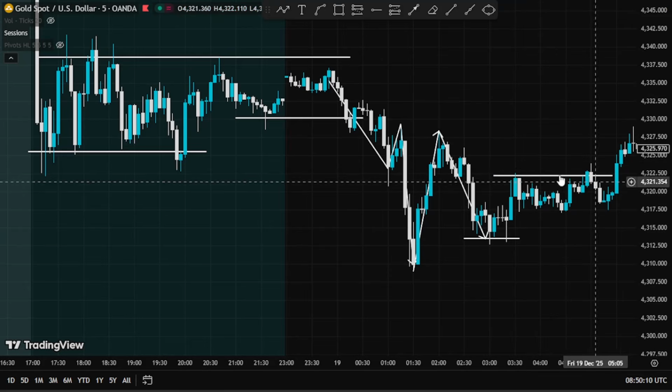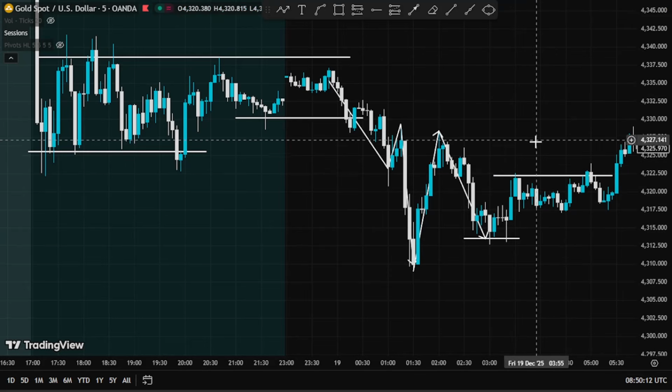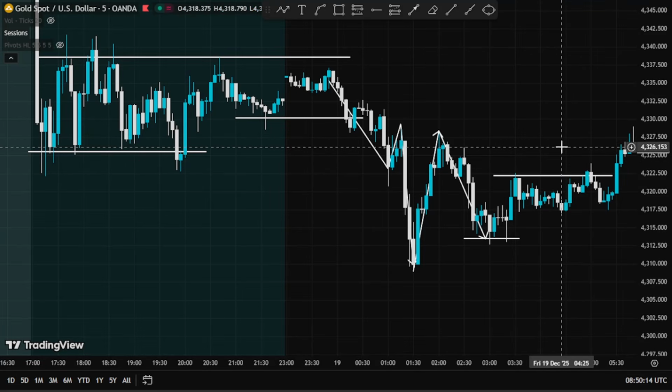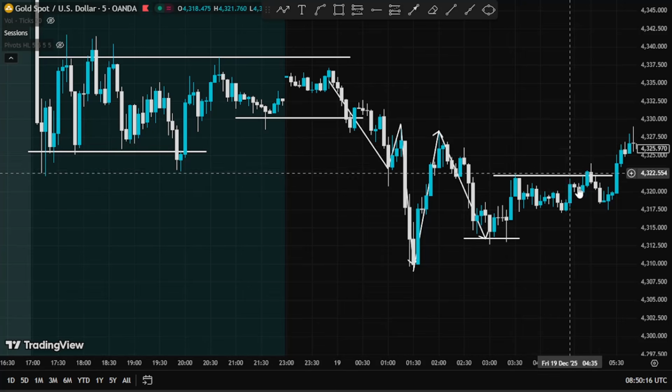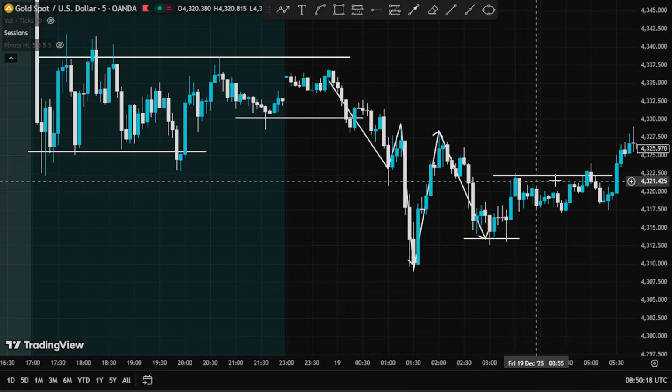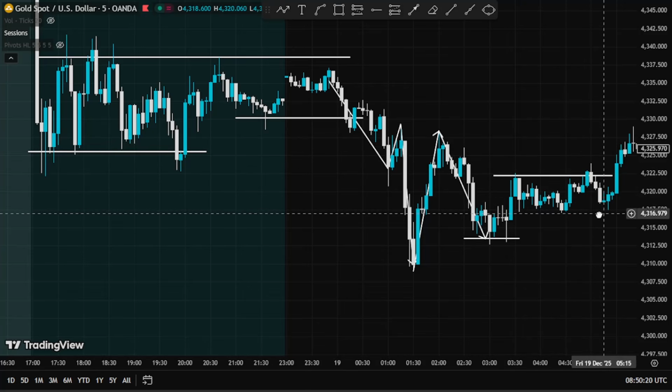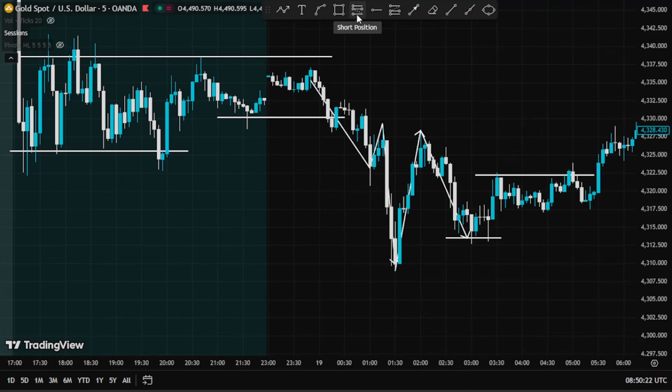Then price came to break this. This is not what ends the correction. What ends the correction is when price makes a higher low. You can see that when price broke this level of support, it made a higher low. So you could have entered from here.